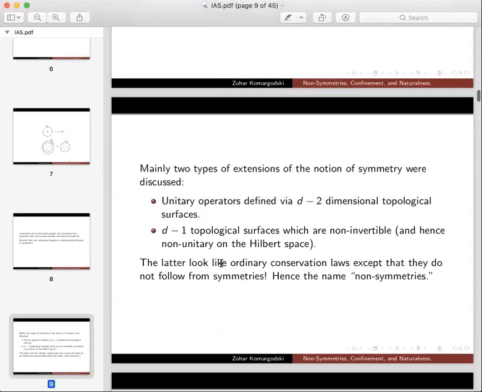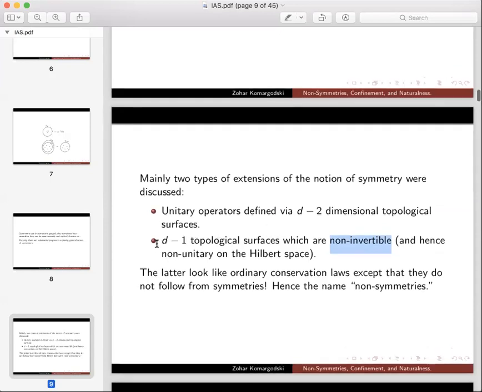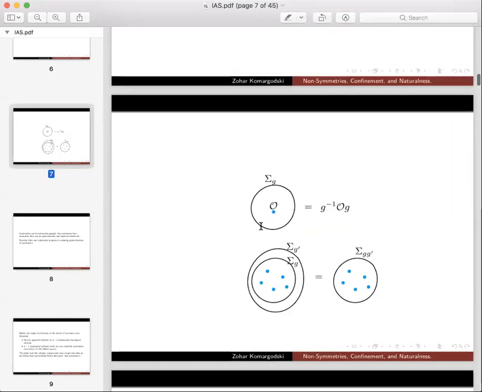In this talk, I'll be interested in something else, which is a little bit more surprising. And that's the existence of d-1 topological surfaces, so something like an ordinary symmetry. It's not a higher symmetry, but they're non-invertible. The existence of such things is very confusing because it's a very violent violation of what we think about as symmetries. These are conservation laws associated to codimension 1 surfaces, and they obey similar rules that we'll study in this talk, but they're not associated to any symmetry, and they're not invertible.